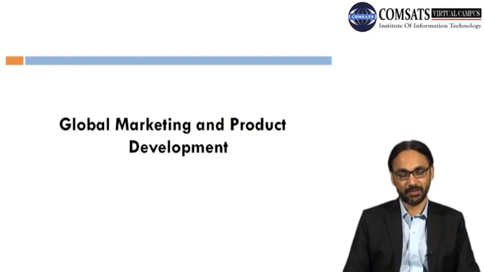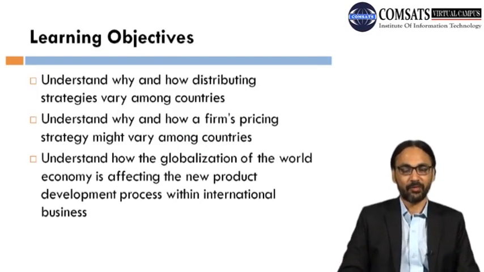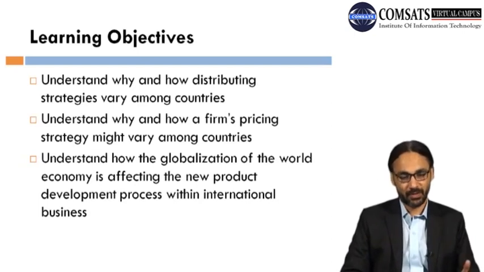This is lecture number 24 of Global Business Management, and the topic of today's lecture is global marketing and product development. We have three learning objectives. The first is to understand why and how distribution strategies vary among countries. The second is to understand why and how a firm's pricing strategy might vary among countries. And the third is to understand how the globalization of the world economy is affecting the new product development process within international business.